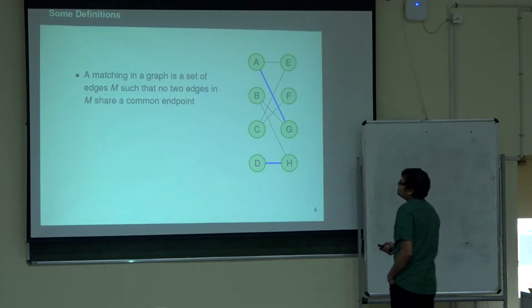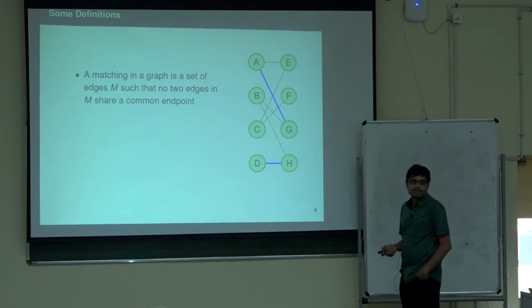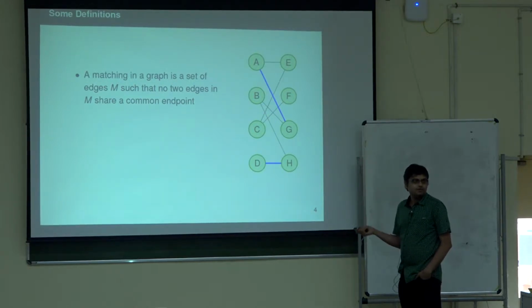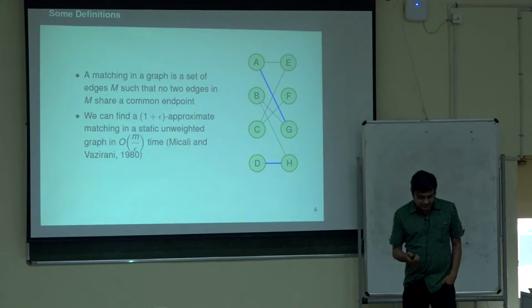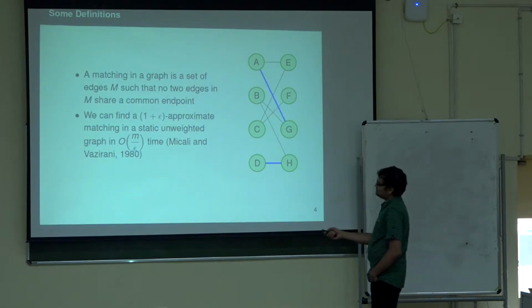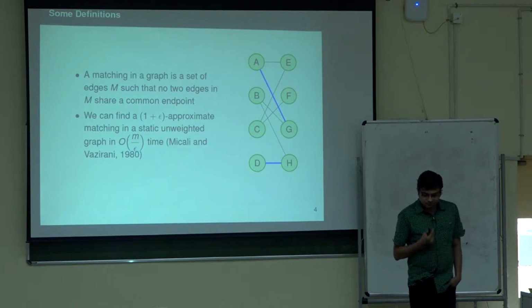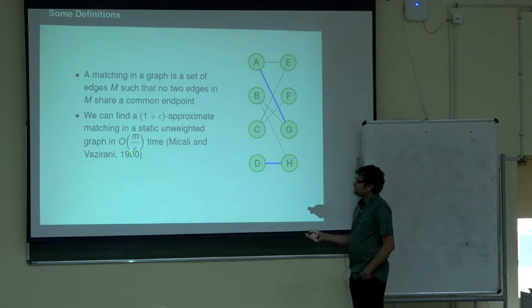So a matching in a graph is a set of edges such that no two edges in the matching share a common endpoint. Like in this particular graph, AG and DH form a matching. It may not be a maximum matching, but it's a matching. Okay. And I will use a very simple result. This was not a simple result, but the consequence of this result is this simple result.